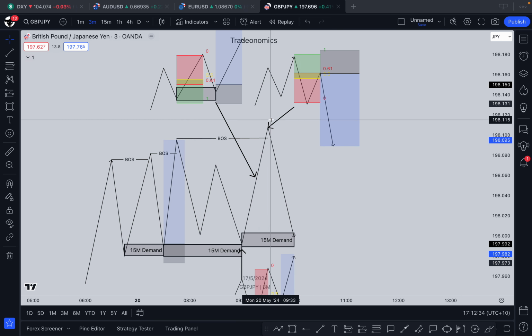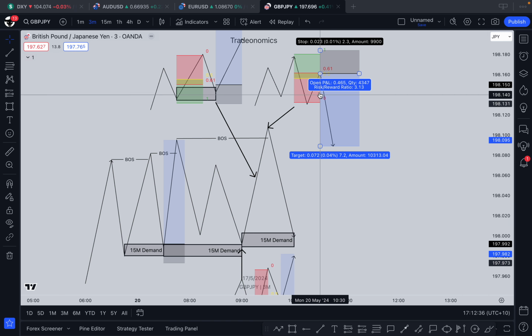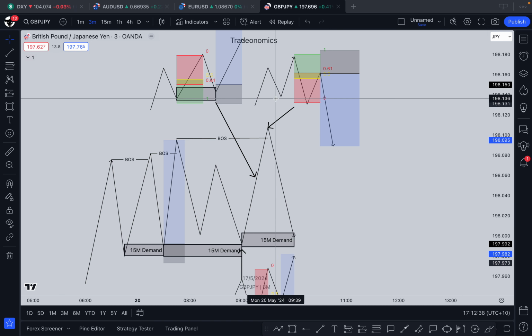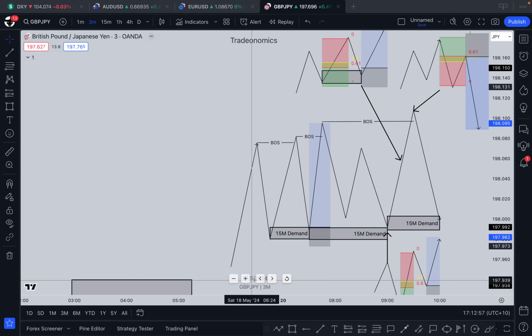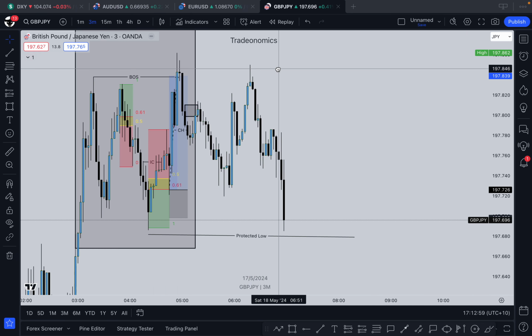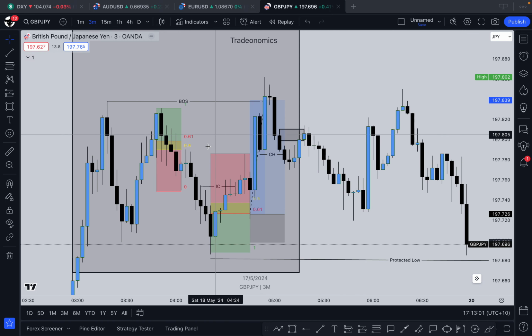So you have the 15-minute break. Now what do you do? You scale down to the 3 minute, right? In the 3 minute, you can either wait for a buy here, which is very, very low probability, right? And possibly get stopped out, or you can wait to see if price breaks down. A good example of that here is this trade here, right?